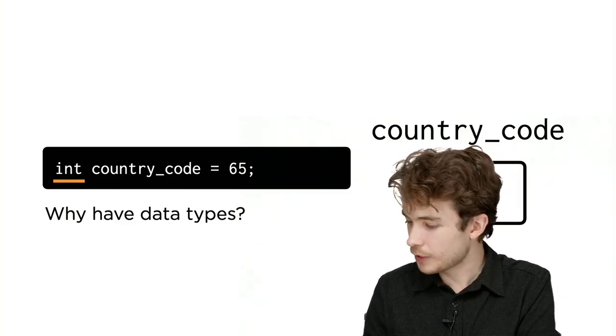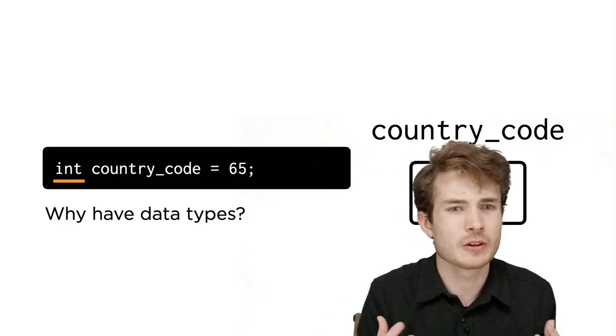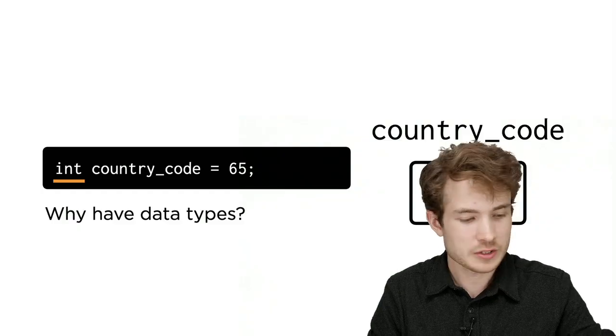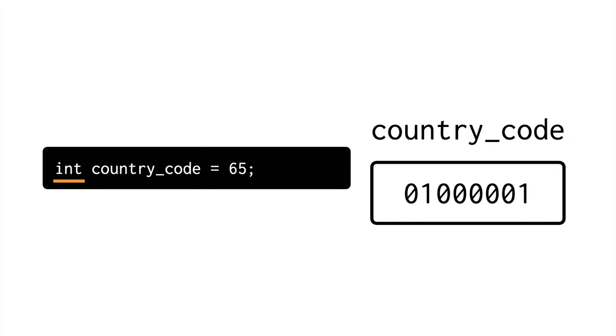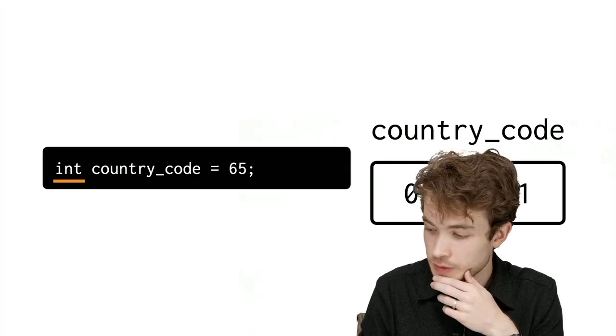So why don't we give a bit of a concrete example as to why we really care about these types. Here, I'm trying to store this value, 65, as part of this variable called country code. But as we just discussed, everything in our computer is stored in terms of zeros and ones, these little bits that we can use to represent all kinds of things. For the decimal number 65, if we wanted to represent that in binary, it would be exactly this: 0, 1, 0, 0, 0, 0, 0, 1. This is what our computer is actually storing to represent that number 65.